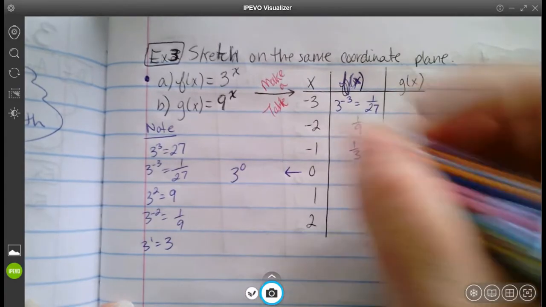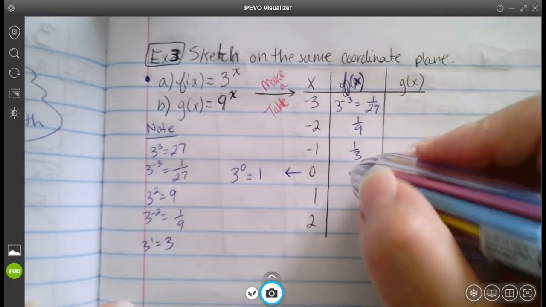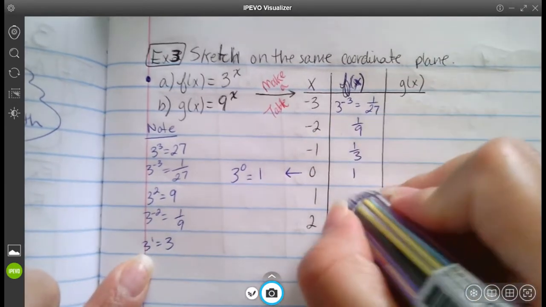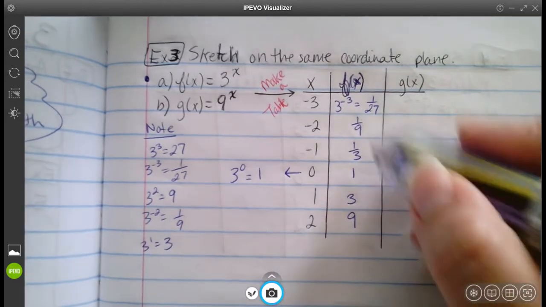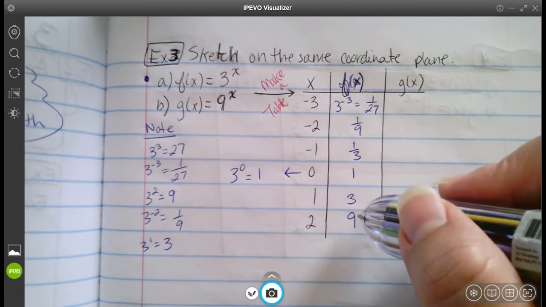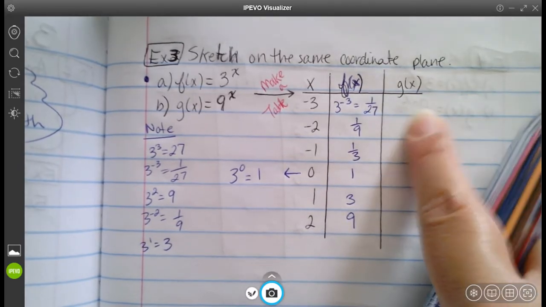3 to the 0 power, anything to the 0 power is 1. Okay, and then we have 3 to the first power, which we already have. 3 to the second power, 9. So you can see kind of a relationship here. Hopefully that helps you with some of your problems for your homework, so that it doesn't make you do so many calculations. Moving on to this one.